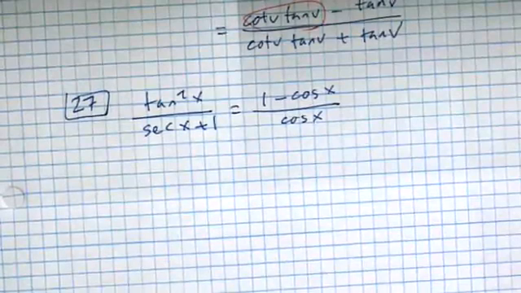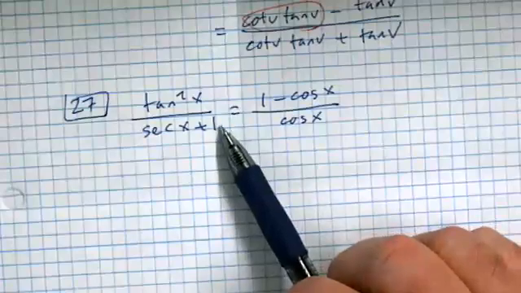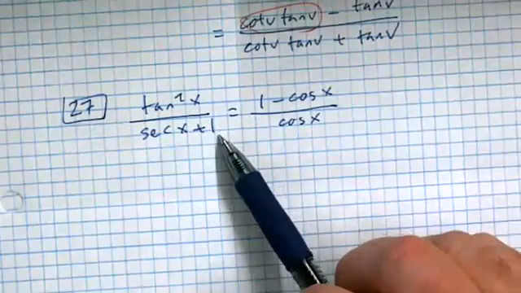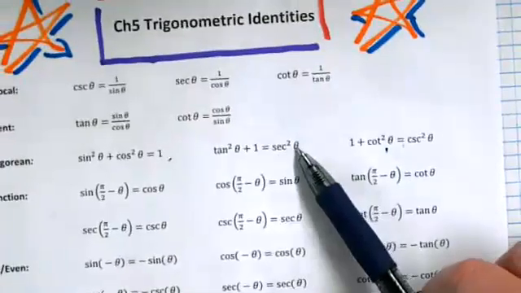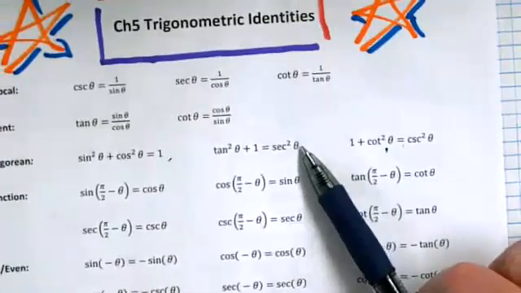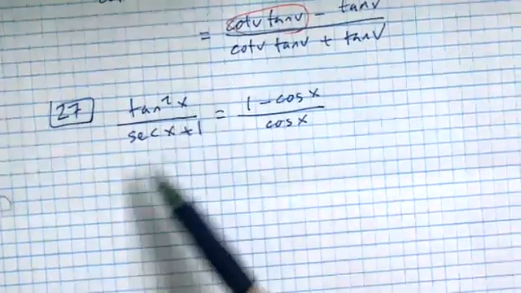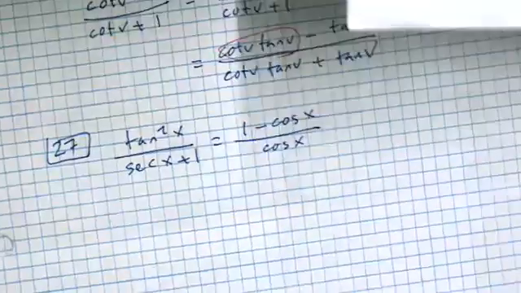So I see this one. I'm eyeing the left-hand side. I think I would definitely start on the left-hand side. I see this secant plus 1 on the bottom. I'm thinking about maybe multiplying by a fancy version of 1 that's like secant minus 1 over secant minus 1. If I did that, I would get a secant squared minus 1 on the bottom, and secant squared minus 1 is tangent squared. And I think that's going to move me towards this. That's one path.